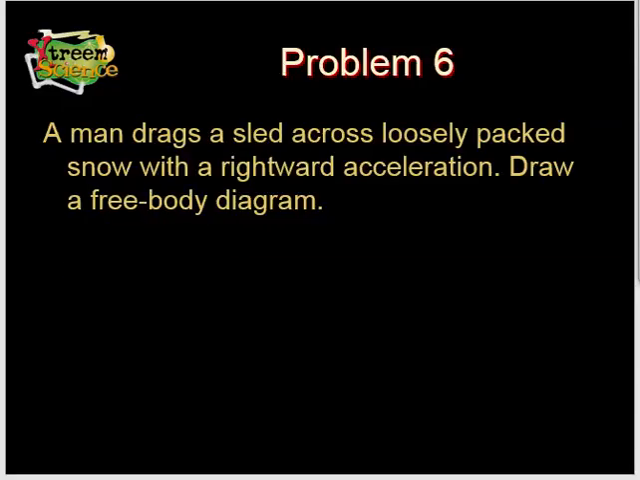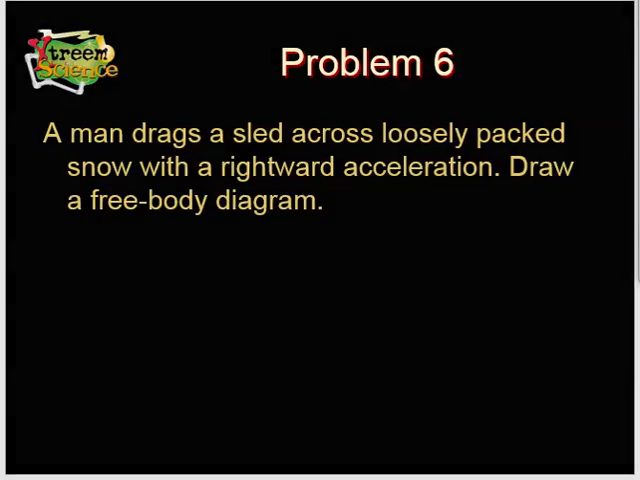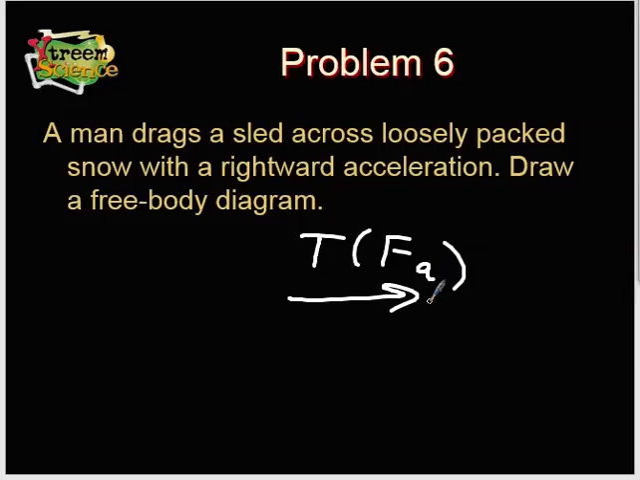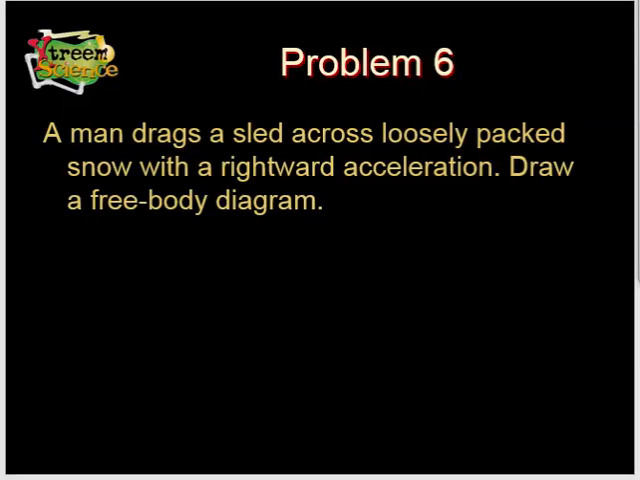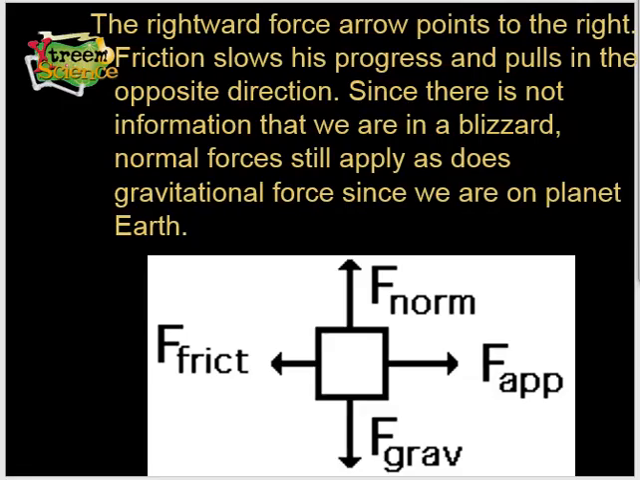A man drags a sled across loosely packed snow with a rightward acceleration. Draw the free body diagram. Okay. So what do we got here? It's probably the same thing as when we pushed the book across the surface or whatever that object was. All right. So the person is dragging the sled to the right. We could probably say it's either tension, maybe he's holding a rope, or F applied. There'll be weight, there'll be normal, there'll be friction. It says consider friction, so we got to hold on to that. Okay. There you go. Maybe not as much friction, but there you go.